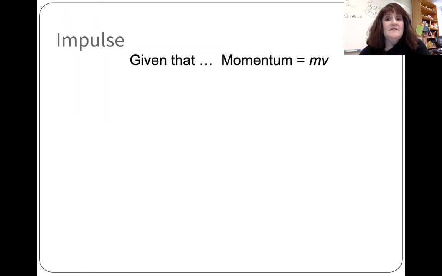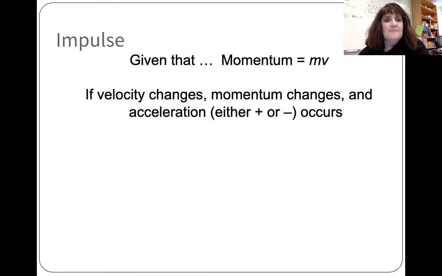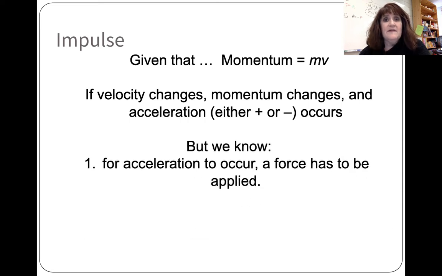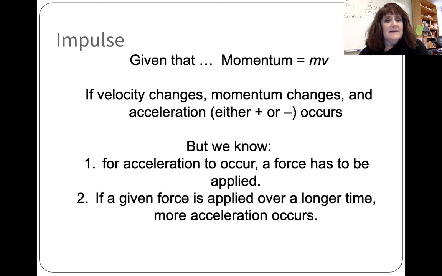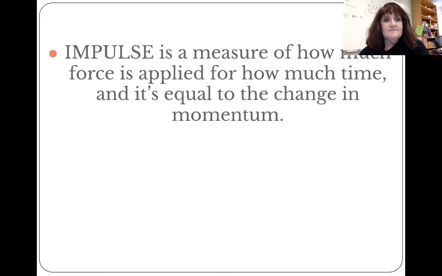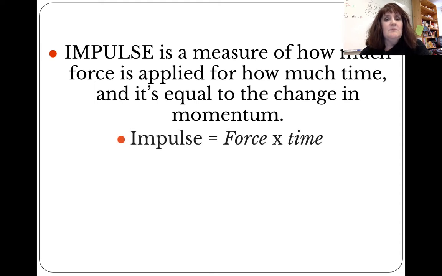Impulse, remember that you're given momentum is mass times velocity. If velocity changes, momentum changes, and acceleration occurs. But we know a couple things. One, in order for acceleration to occur, a force has to be applied. If a given force is applied over a long period of time, you get more acceleration. Impulse is a measure of how much force is applied for how much time and is equal to the change in momentum. So impulse equation is force times time, or F times t.